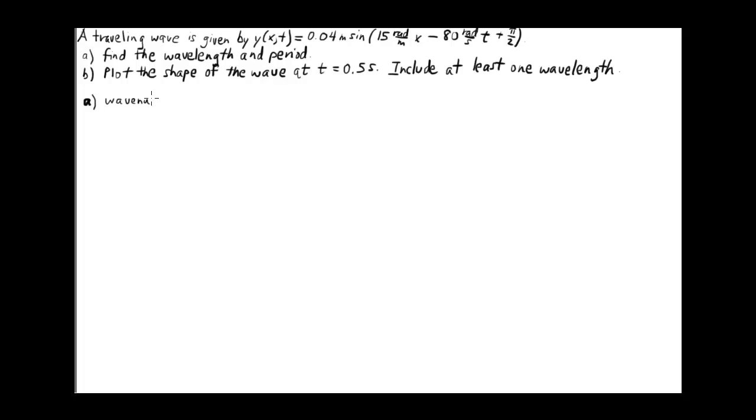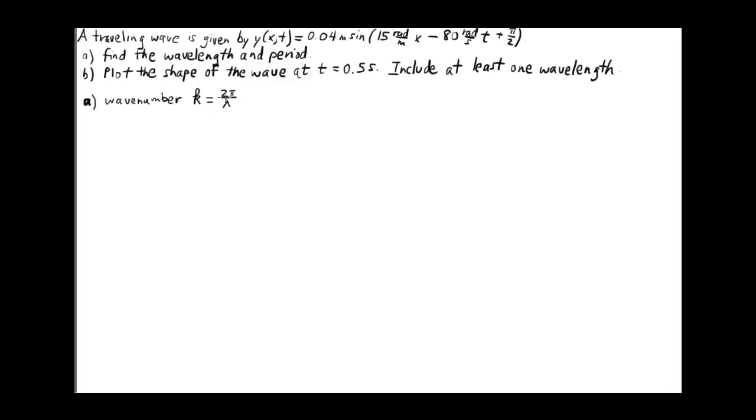So the wave number, not the spring constant, by the way. We use the same symbol for these two quantities. Usually they're not involved in the same problem, so hopefully there's no confusion. But k is the wave number, and it's defined to be 2 pi over the wavelength.